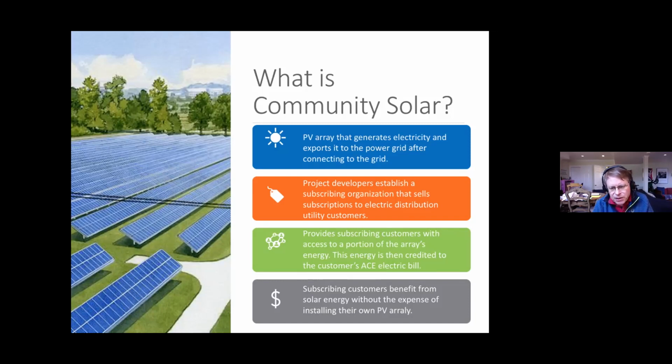So subscribing customers benefit from solar energy without the expense of installing their own PV array. But the idea is it's a less expensive way to participate directly in solar energy. So you feel good about doing things that are good for the environment, and you have a way to offset a portion of the costs of your electricity bill. And you can take pride in ownership of a solar array, even though it may be located miles away from your home or your business. Any questions before we move to the next slide?